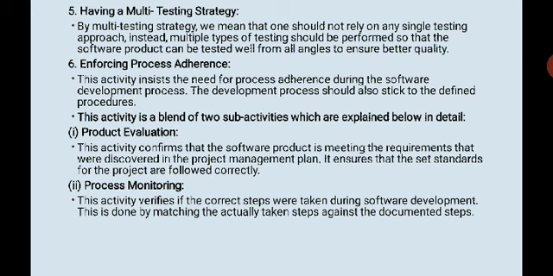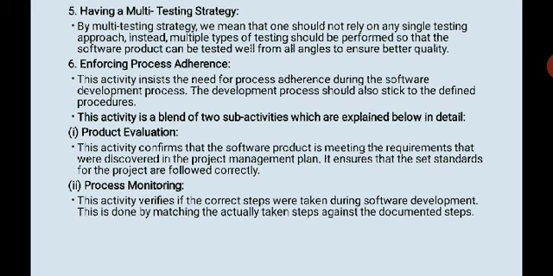Then you have enforcing process adherence. This activity insists on the need for process adherence during the software development process. The development process should stick to the defined procedures. That is, whatever process you have defined, you should adhere to it. It is a blend of two sub activities, that is product evaluation and process monitoring. So what is product evaluation? This activity confirms that the software product is meeting the requirements that were discovered in the project management plan. So it ensures that the set standards for the project are followed correctly.